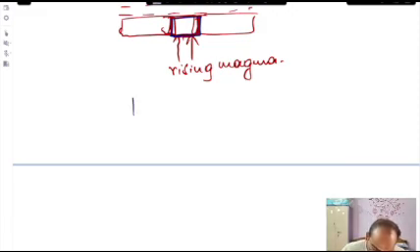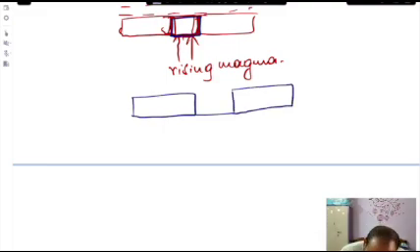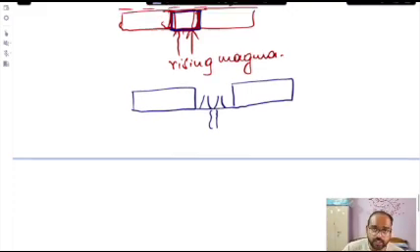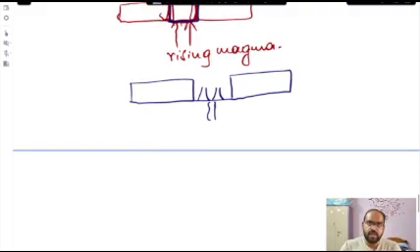So how does it look? Magma rises and forms a series of ridges, oceanic ridges. They are volcanic in nature because it is nothing but the rising magma itself.